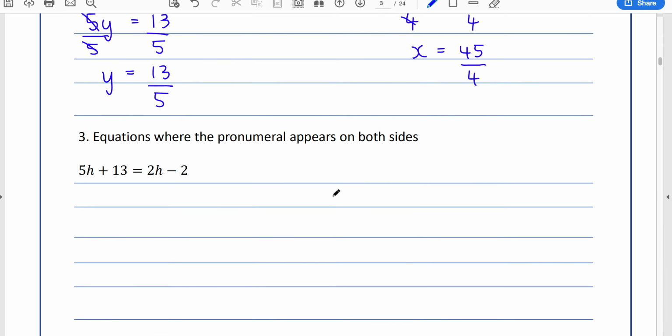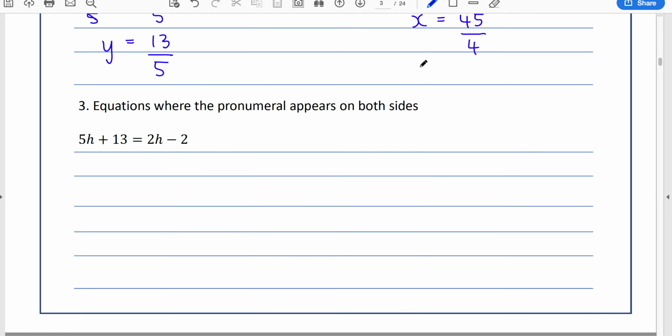you might come across equations where we've got a pronumeral on both sides of the equation. So I've got one here and I've got one here. And this is where our like terms are important. So I mentioned them earlier. We're going to see that happen here. So I like to deal with my pronumerals first. So what I'm going to do is I want all my h's on one side. I'm going to take away this 2h from this side.